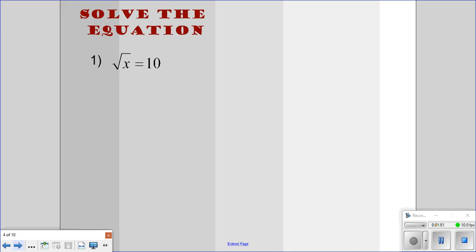First thing I ask myself, do I have my square root by itself? And I do. Is it equal to a negative number? No, it is not, so I can actually solve this thing. So I go ahead, I say squared, squared. That leaves me with x equals 10 times 10 is 100.